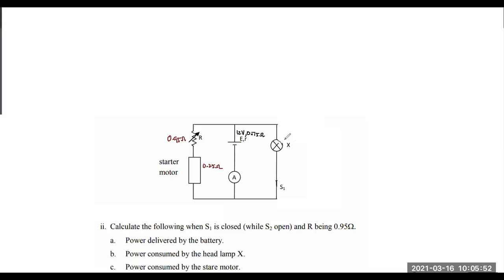Okay, now the resistance of this is 2 ohm, correct? 2 ohm is the resistance of the what? The headlamp, right? Now, power delivered by the battery, power consumed by the headlamp, power consumed by the starter motor. Okay, fine. So for that, we need the currents.